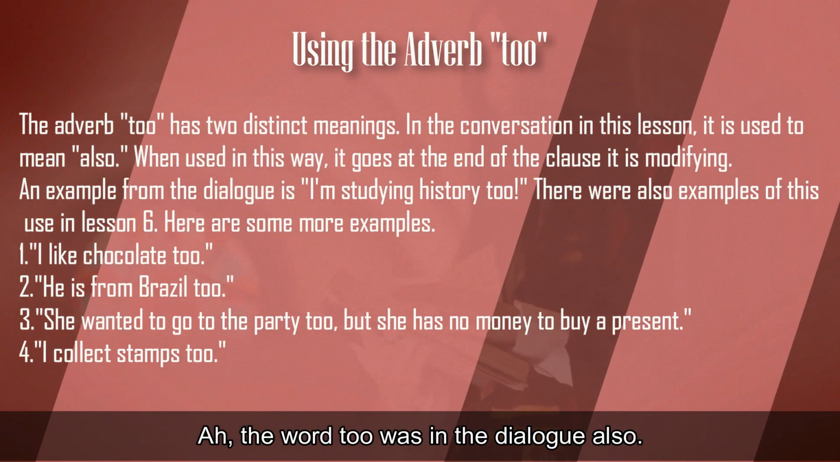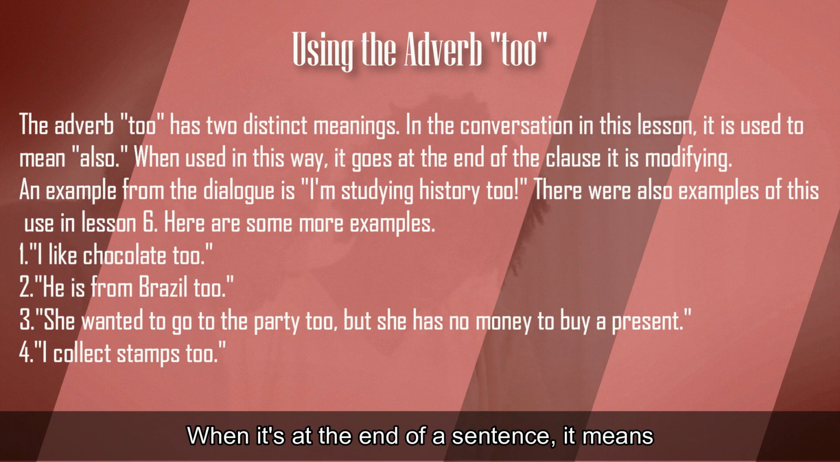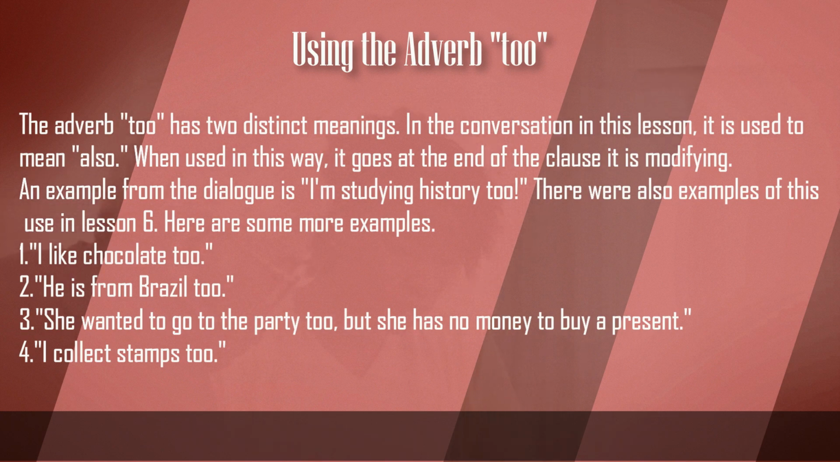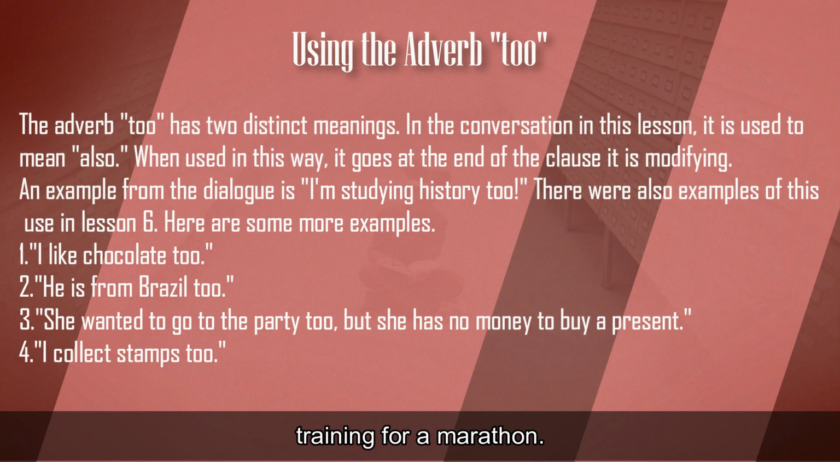Ah, the word "too" was in the dialogue also. When it's at the end of a sentence, it means "also." Like we spoke about just now. You are training for a marathon, and I am also training for a marathon.